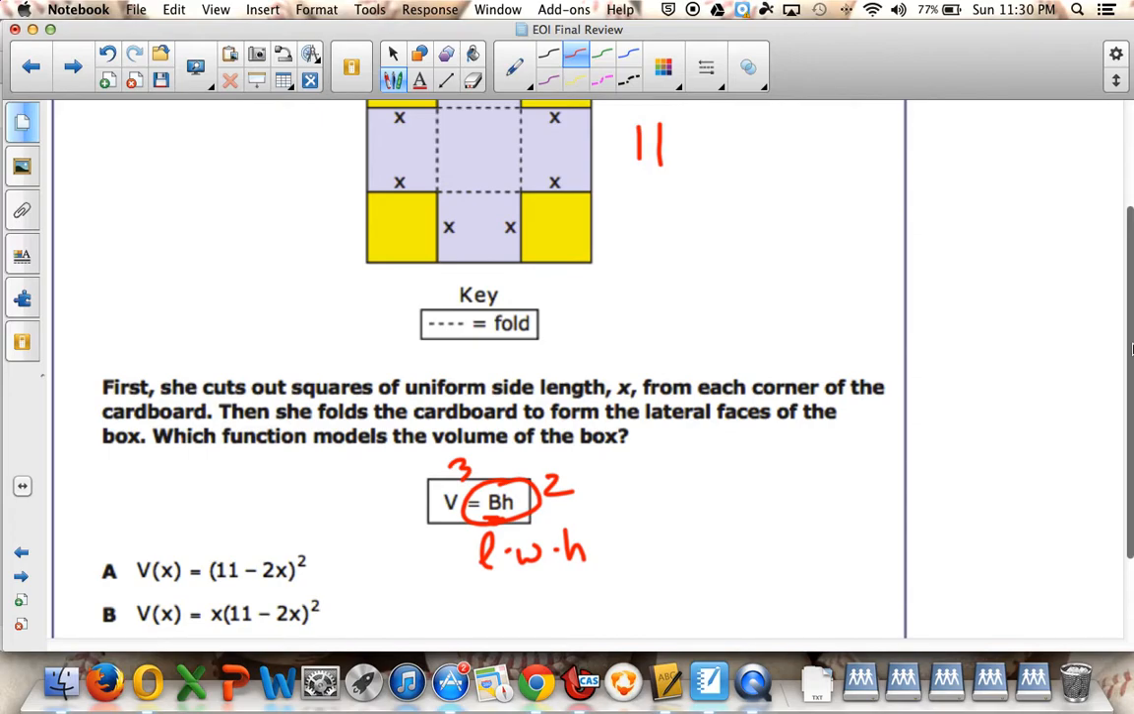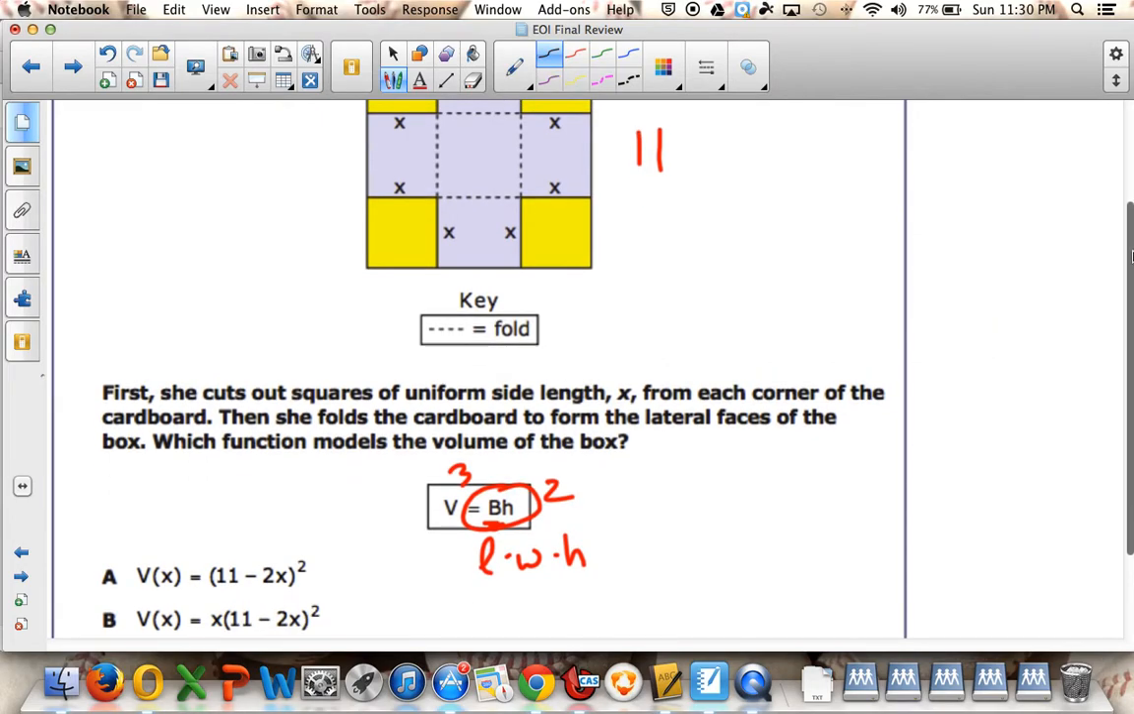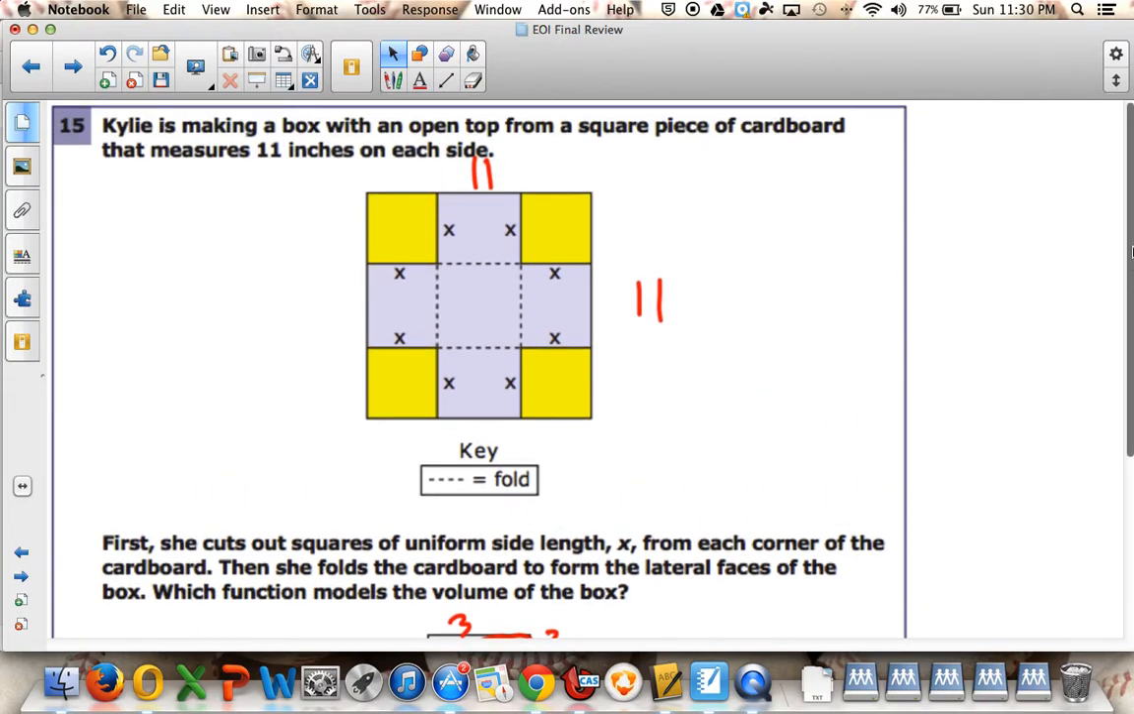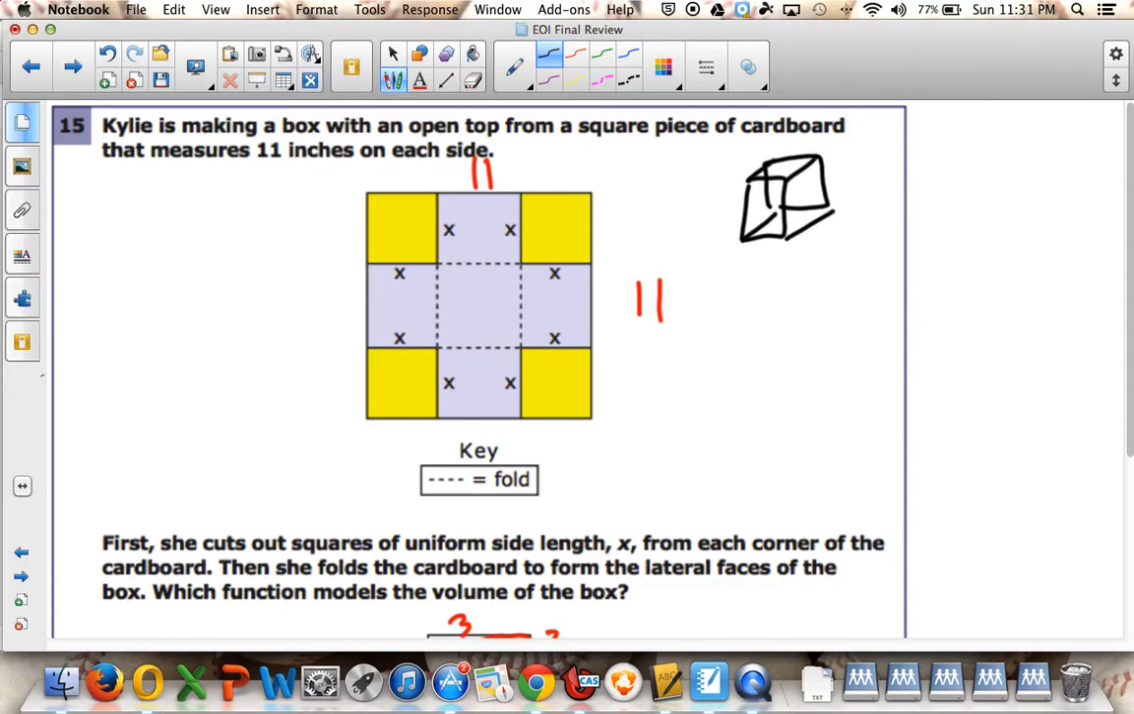So that's what the base looks like right now, or I'm sorry, the cardboard box looks flat, and when she's done, it's going to look like this right here. It's going to be a folded up box. Okay? So I'm going to have 3 dimensions of it. It's going to have length, width, and height. Okay, so let's see what it's going to look like.